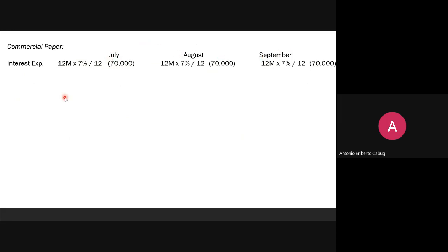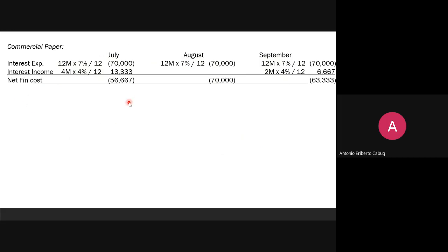Kung meron mang hindi pa gagamitin na pondo, ang mangyayari ay ilalagay muna sa savings bank sa First City Bank, no? Doon yung account niya. So 8 million lang kailangan sa July, yung 4 million ilagay muna sa bangko, kikita ng 4% over 12 lagi kasi 1 month lang yung July. Sa August wala tayong sobra, yung buong 12 million gagamitin. So September 10 million, so yung 2 million pwede natin ilagay sa savings, no? So 2 million times 4% over 12, that's 6,667. Okay? So the net financing cost for July is 56,667. August, wala namang ininet dahil walang nilagay sa savings, 70K.